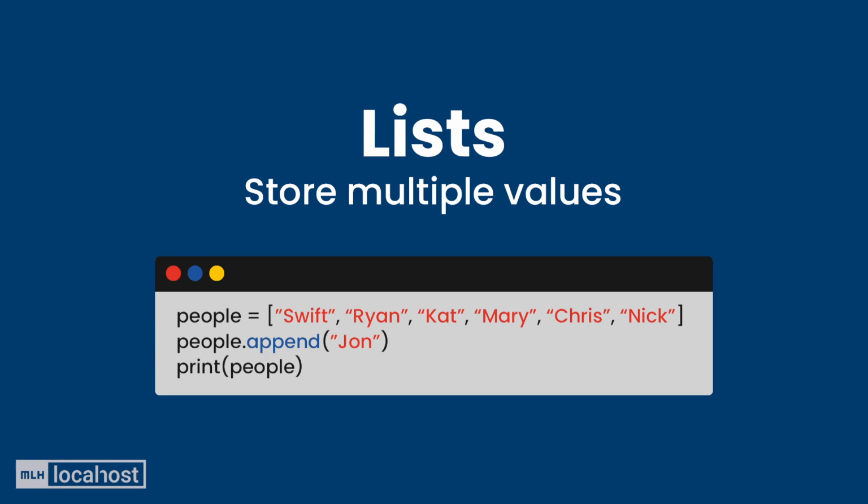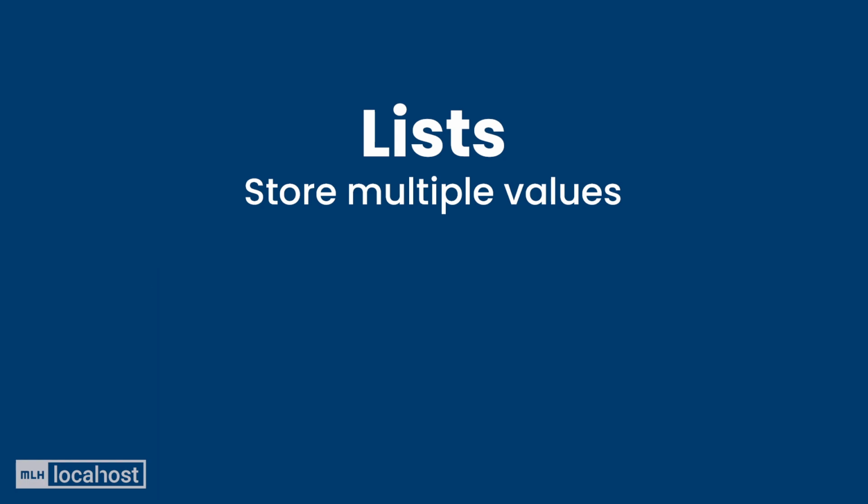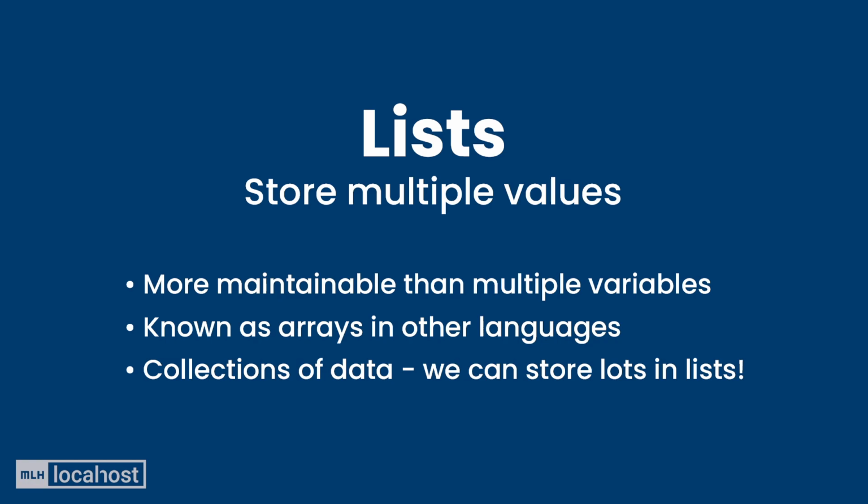For example, the list of people in my class, or a list of phone numbers who I'm going to go and call. Well, we could technically store it in variables called phone number 1, phone number 2, phone number 3. But that's not great practice. We should definitely avoid doing that because that's going to become unmaintainable really fast. Instead, we should store them in lists.